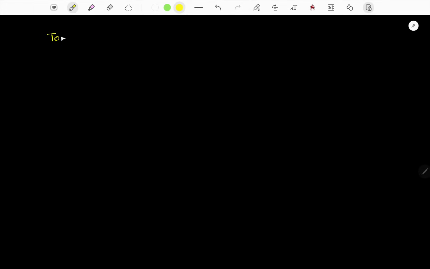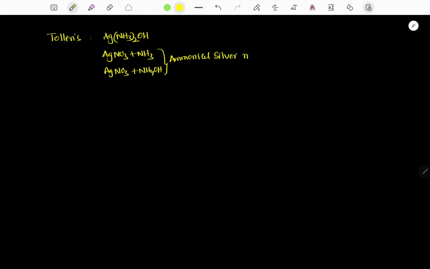Next one is Tollens reagent: Ag(NH3)2OH, or AgNO3 plus ammonia, or AgNO3 plus NH4OH. These you can call ammoniacal silver nitrate. It is a Tollens reagent. Next one is Fehling solution.